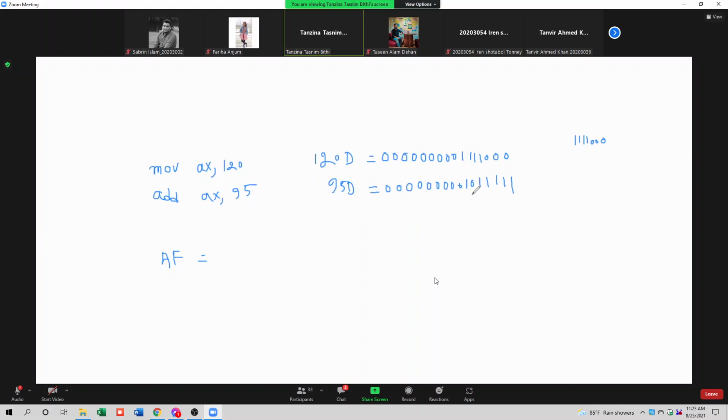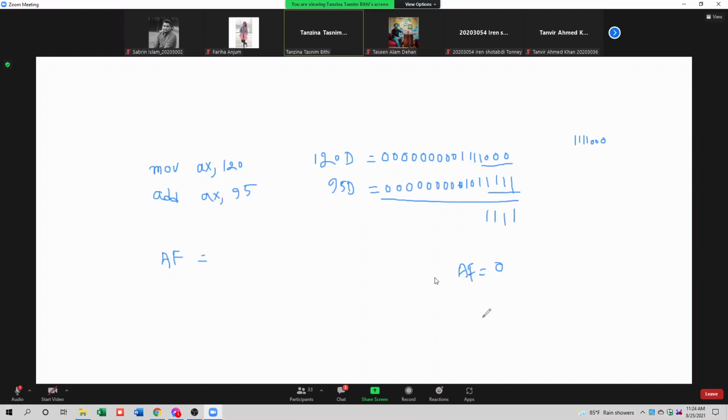It's correct. Okay. So now if we add these two numbers, what will happen? This is a 16-bit number. Can you identify the lower 4 bits of this binary number? The lower 4 bits are 1000. And for the second number, 95, this is the lower nibble. Now add these two numbers. 0 plus 1 equals 1, 0 plus 1 equals 1, 0 plus 1 equals 1. Look, these 4 bits didn't produce any carry.